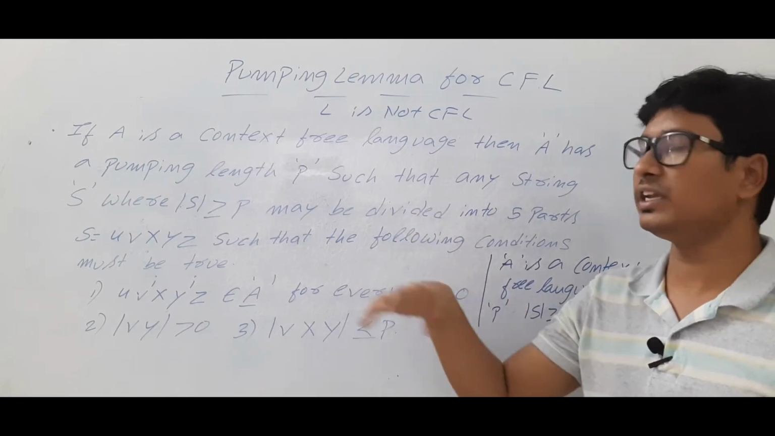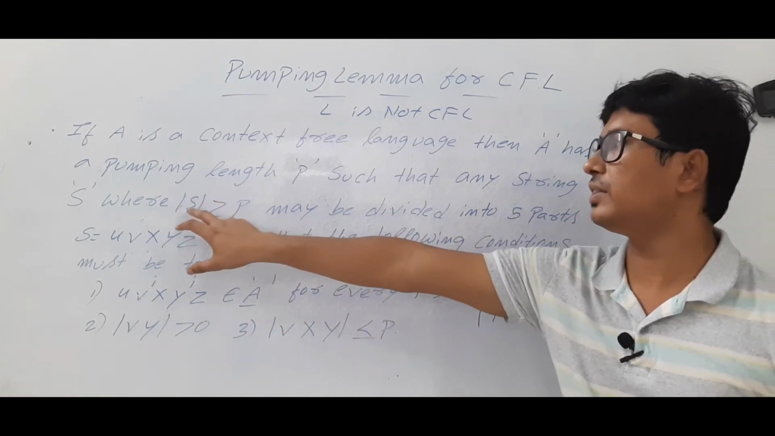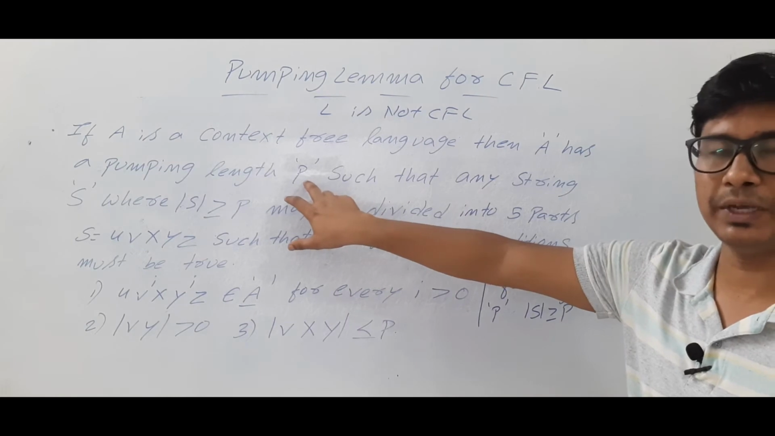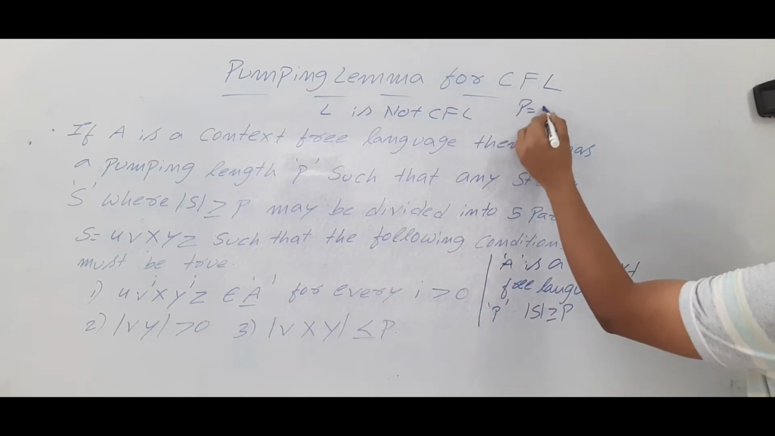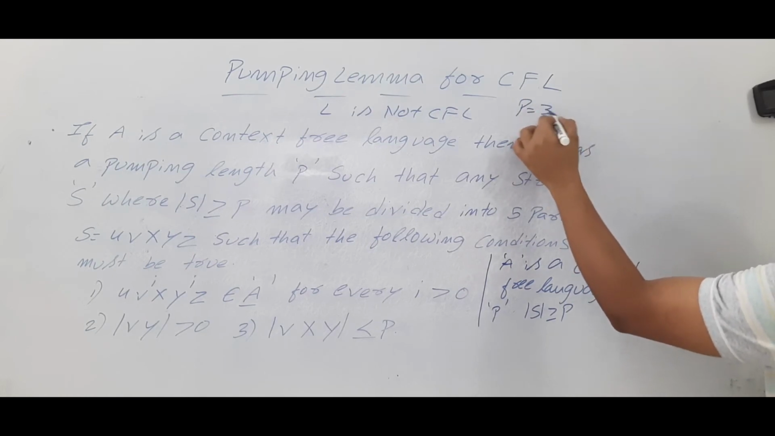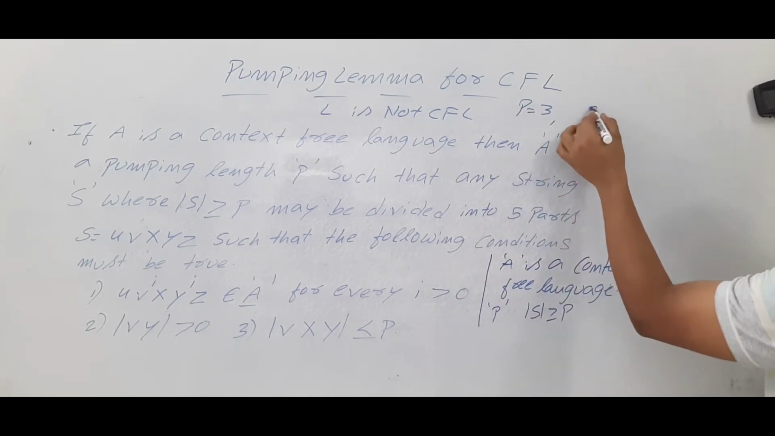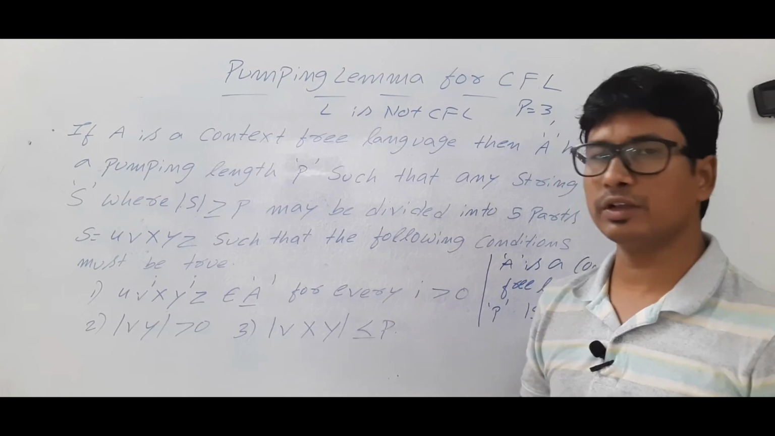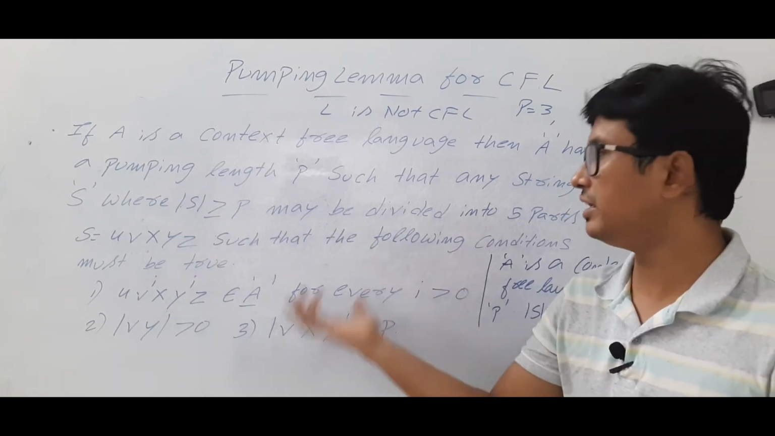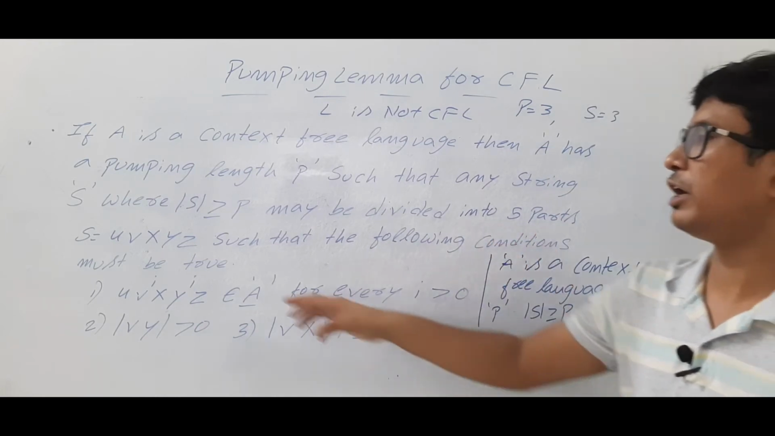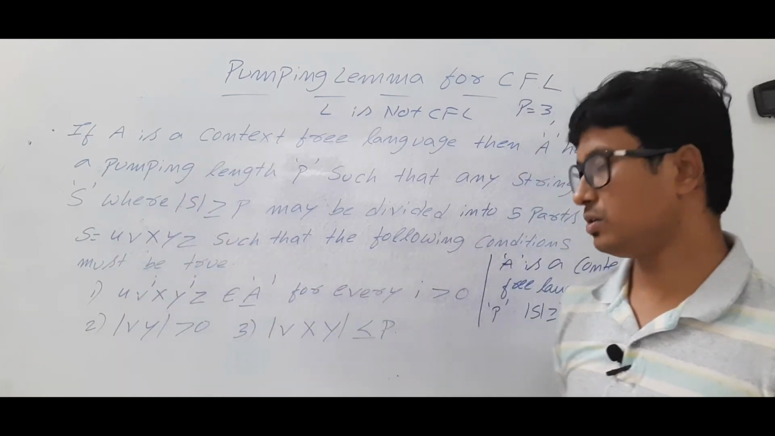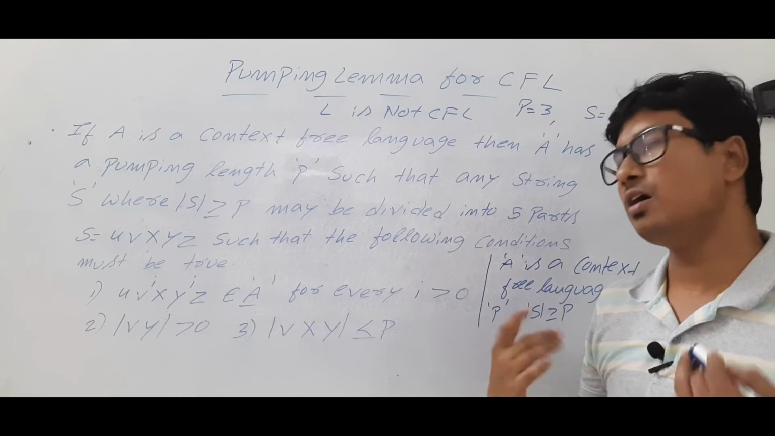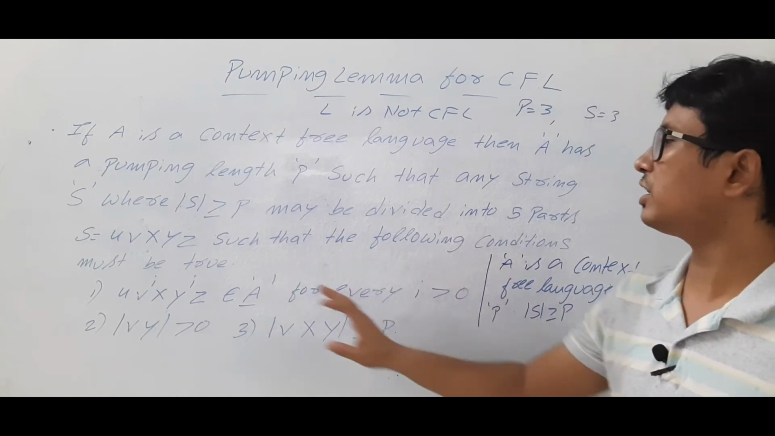Such that if you take any string S belonging to the language, the length of S should be greater than or equal to P. So if I take pumping length P equal to 3, then the length of S should be greater than or equal to 3. For safety we can take S of length 3, just to avoid confusion, or you can take 4, 5, anything. But you should divide that S into 5 parts: U, V, X, Y, Z. We can divide it in multiple ways, and all those ways we can discuss, such that the following conditions must be true.